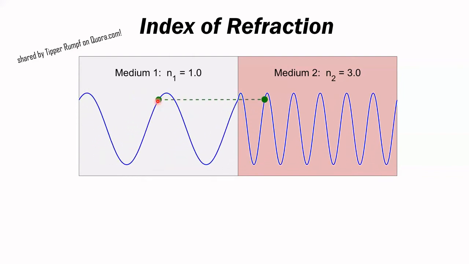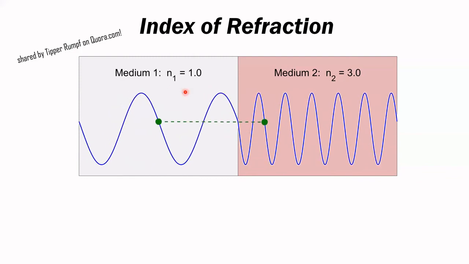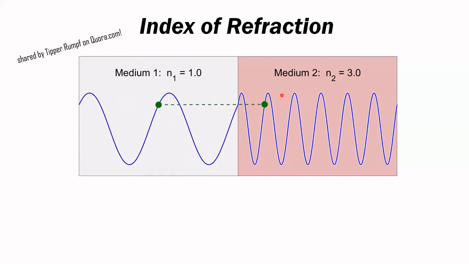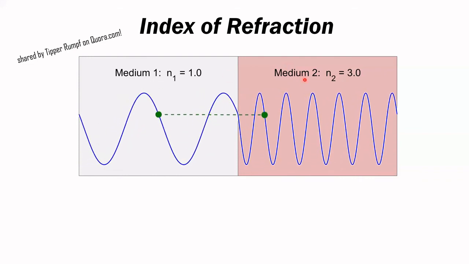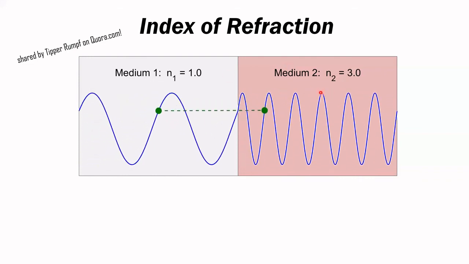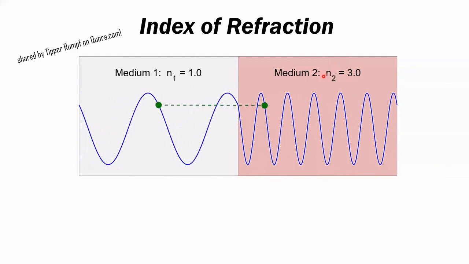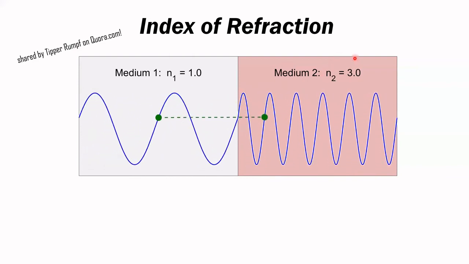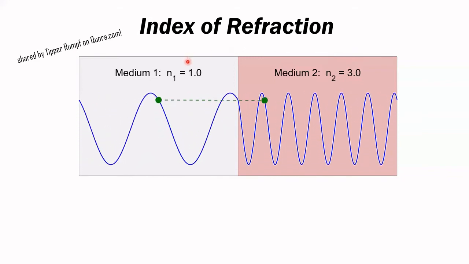And if you look carefully at this particular example, doesn't it look like the wavelength on the left is about three times the wavelength on the right? Peak to peak distance here is three times peak to peak distance here. And it's no coincidence that this index here, this letter N in medium two, has the value 3, and over here the index has the value 1.